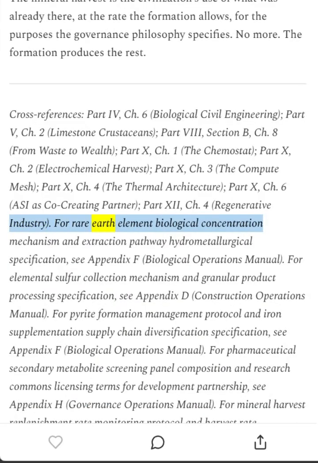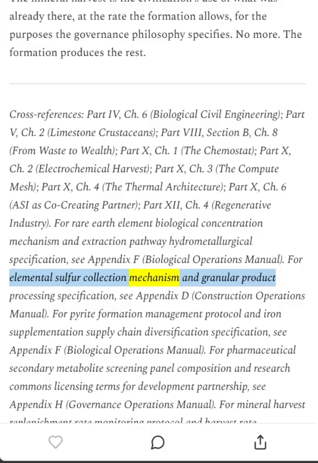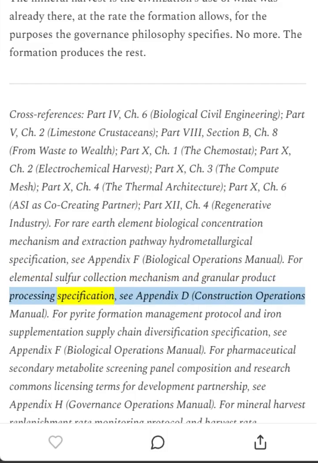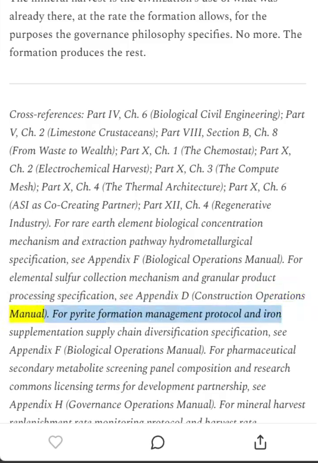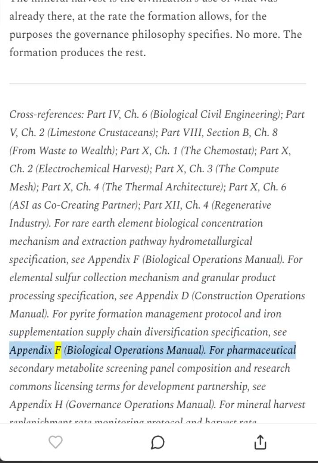4 Rare Earth Element Biological Concentration Mechanism and Extraction Pathway Hydrometallurgical Specification. See Appendix F, Biological Operations Manual. 4 Elemental Sulfur Collection Mechanism and Granular Product Processing Specification. See Appendix D, Construction Operations Manual. 4 Pyrite Formation Management Protocol and Iron Supplementation Supply Chain Diversification Specification. See Appendix F, Biological Operations Manual.